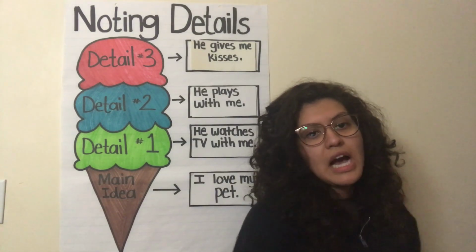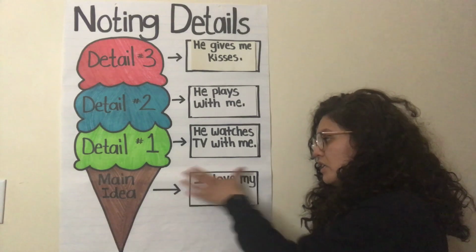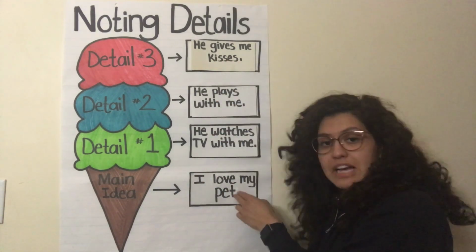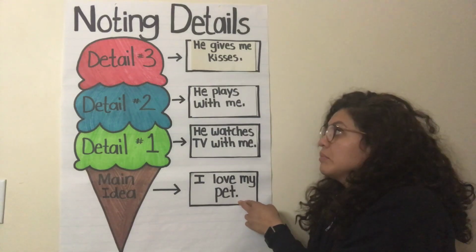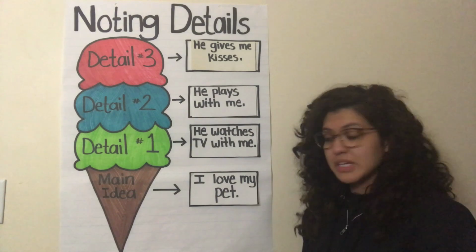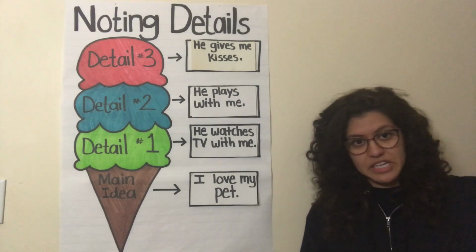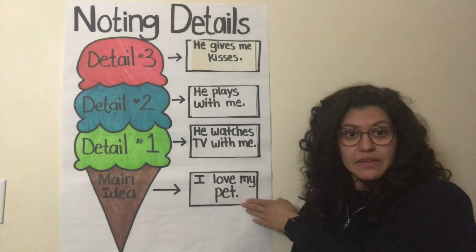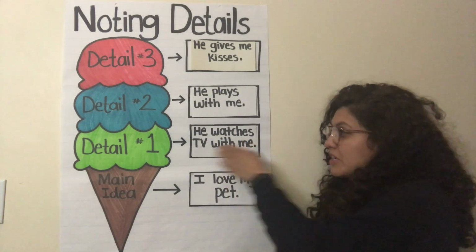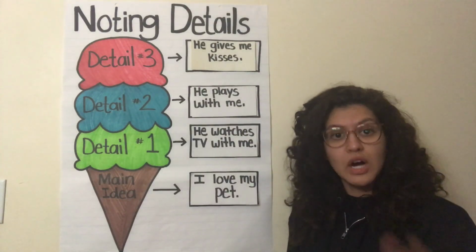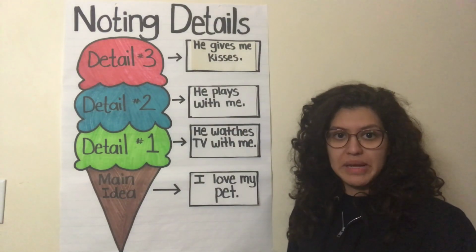So now you see how we went with the main idea. It was just one topic, and all of the other details had to do with the main idea. Because we're not talking about hot chips anymore, right? No, because that's gone. That was the other main idea, and we talked about it, and now we're focusing on something else. Now we're focusing on somebody loving their pet. And they're giving details to help you understand why they love their pet so much.